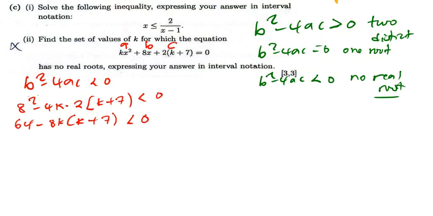Let's try to simplify it, and we end up having 64 minus 8k squared minus 8 times 7, that should be 56. Okay, so it's going to be minus 56k, being less than 0.